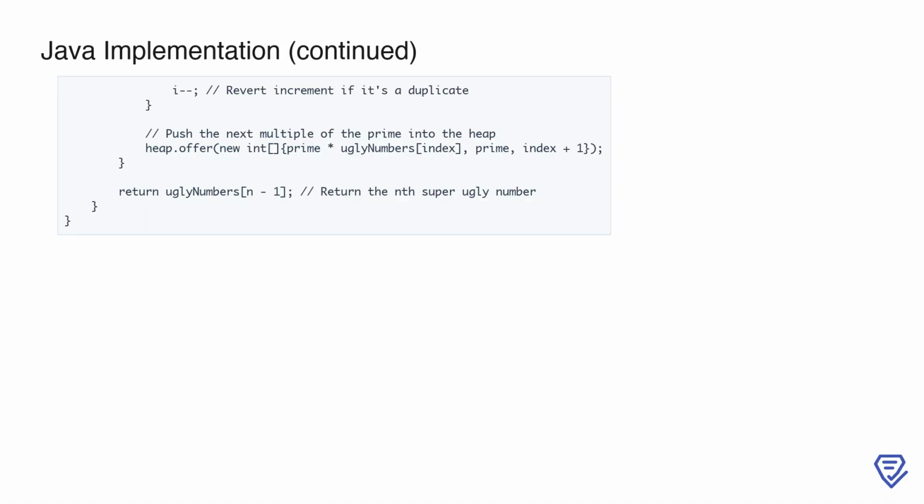This process continues until we have found all n super ugly numbers. At the end of the method, we return the nth super ugly number, which is the last element of the ugly numbers array. This ensures that our solution is both efficient and avoids duplicates, leveraging the priority queue to maintain order.